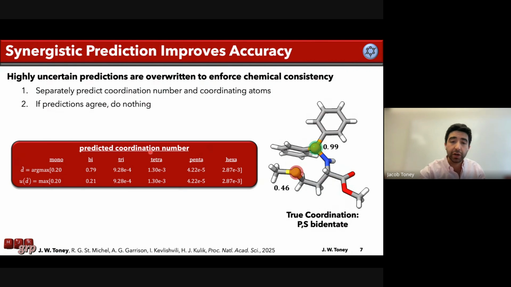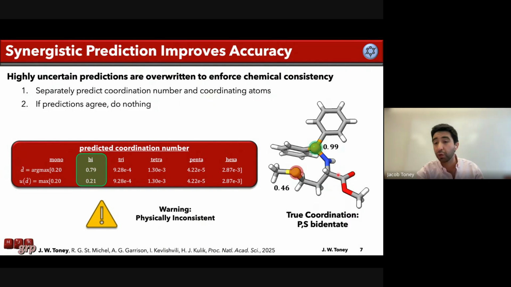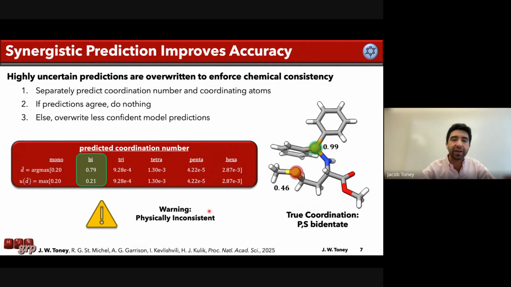However, the coordination number model confidently predicted that this is going to be a bidentate ligand, but our coordinating atoms model only picked up on phosphorus. So obviously 2 is not equal to 1. These two predictions are physically inconsistent. In the case of physical inconsistency, we overwrite the predictions of the less confident model to be consistent with the more confident model, where confidence is measured by what we define as uncertainty: the deviation from a true prediction of 0 or 1.